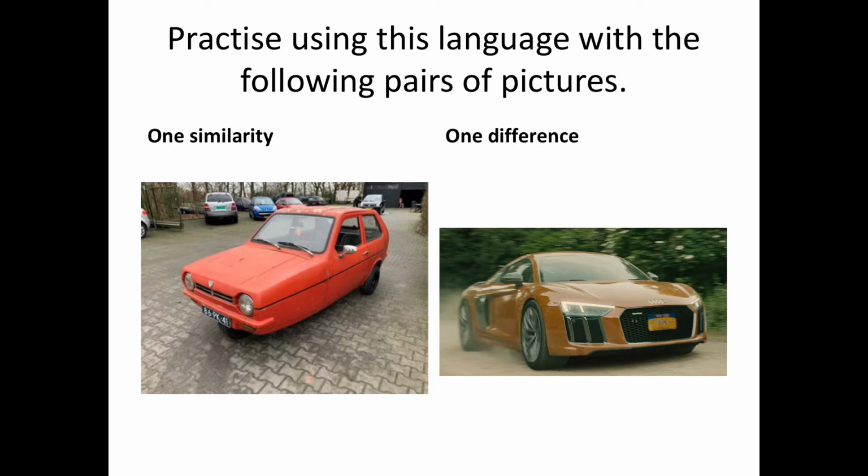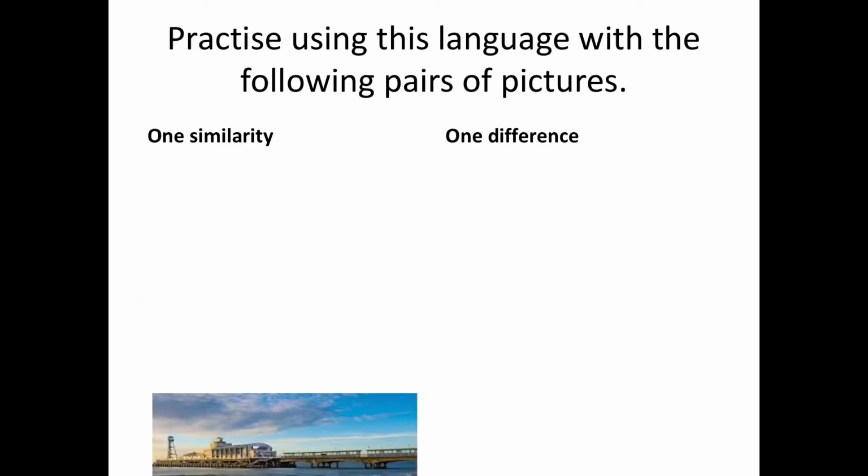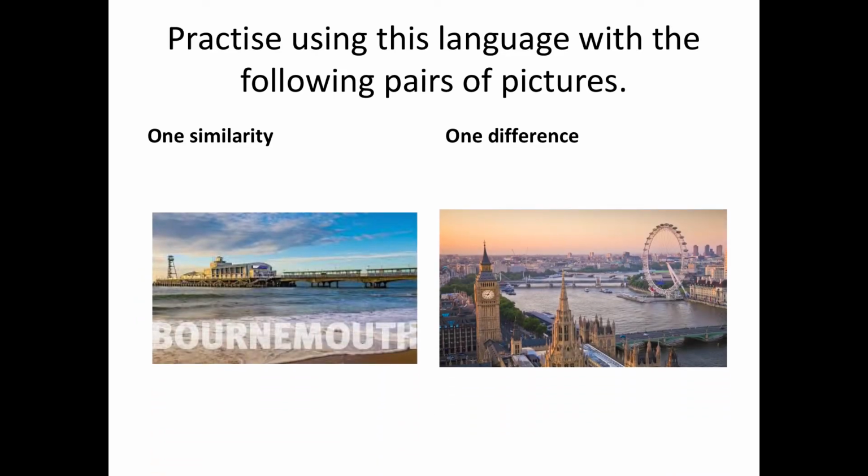Okay, so similarity: picture A is a car, picture B is also a car. Picture A has wing mirrors, picture B also has wing mirrors. Okay, and then a difference: car A has 3 wheels, however, car B has 4 wheels. Car A is very ugly, on the other hand, car B is very stunning or very attractive, and so on and so on. And the last 2, so we've got Bournemouth and London.